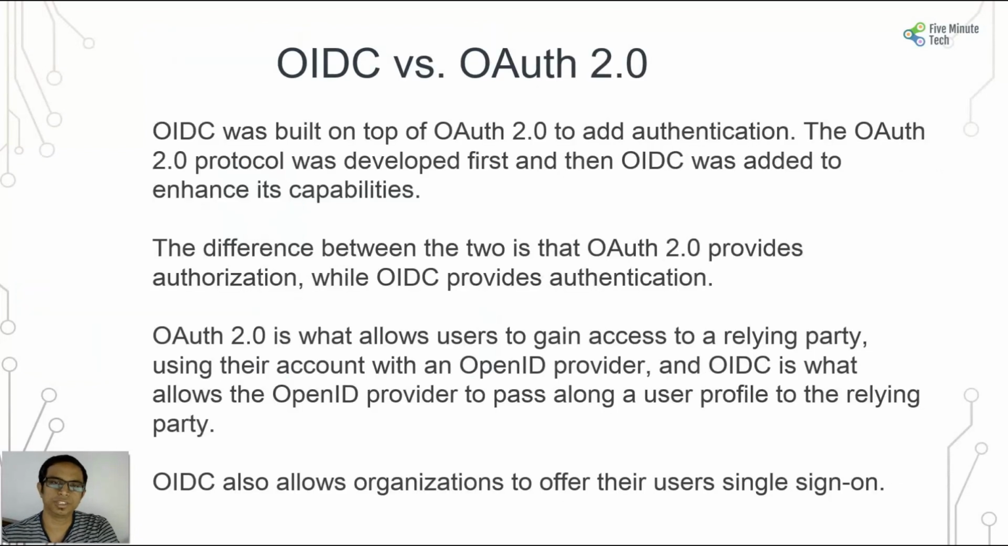Now, what is the difference between OIDC, that is OpenID Connect, and OAuth 2.0? OIDC was built on top of OAuth 2.0 to add authentication. The OAuth 2.0 protocol was developed first, and then OIDC was added to enhance its capability. The difference between the two is that OAuth 2.0 provides authorization, while OIDC provides authentication. OAuth 2.0 is what allows a user to gain access to the relying party using their account with an OpenID provider, and OIDC is what allows the OpenID provider to pass along a user profile to the relying party.